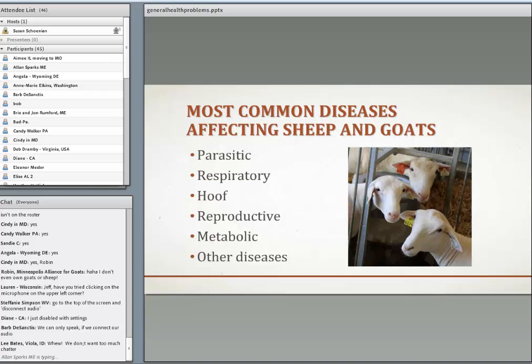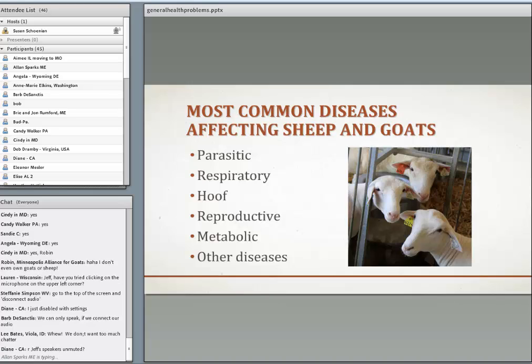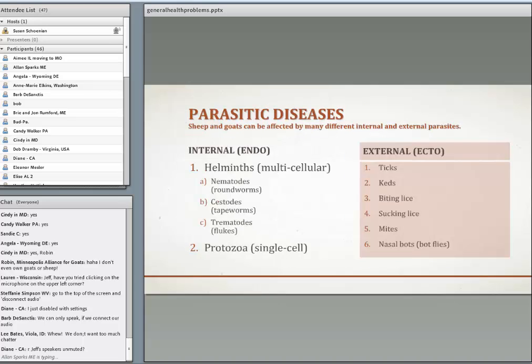Sheep and goats can get a lot of different diseases, and I've organized them into these groups: parasitic diseases, respiratory diseases, hoof diseases, reproductive, metabolic, and other diseases. And again, it's not going to be every disease that they can possibly get. At the same time, there's probably a couple of significant diseases that I might have forgotten. I actually thought of a couple that I didn't include that I could easily have included.